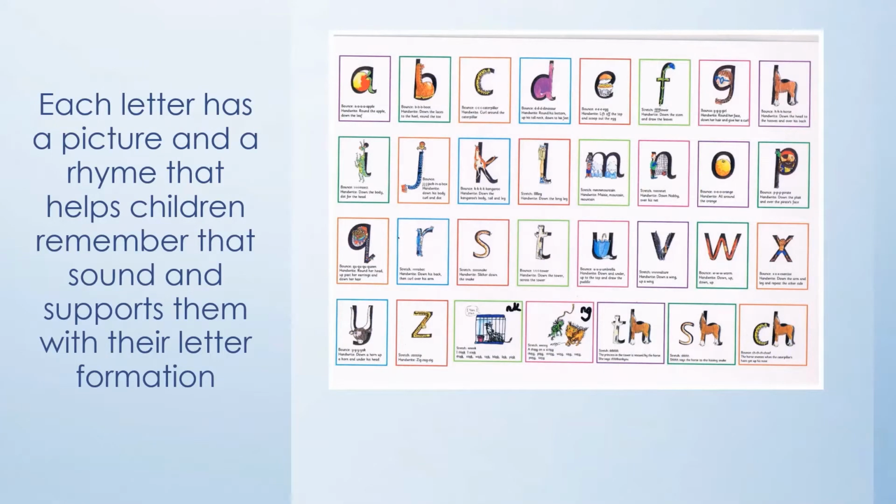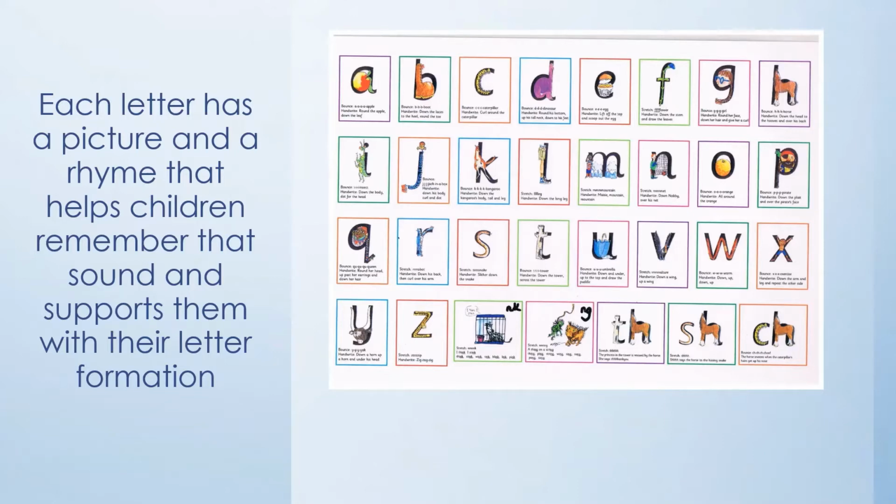So here are the set one sounds. We can see that each letter has a picture and a rhyme, and this helps the children remember the sound and supports them with their letter formation.